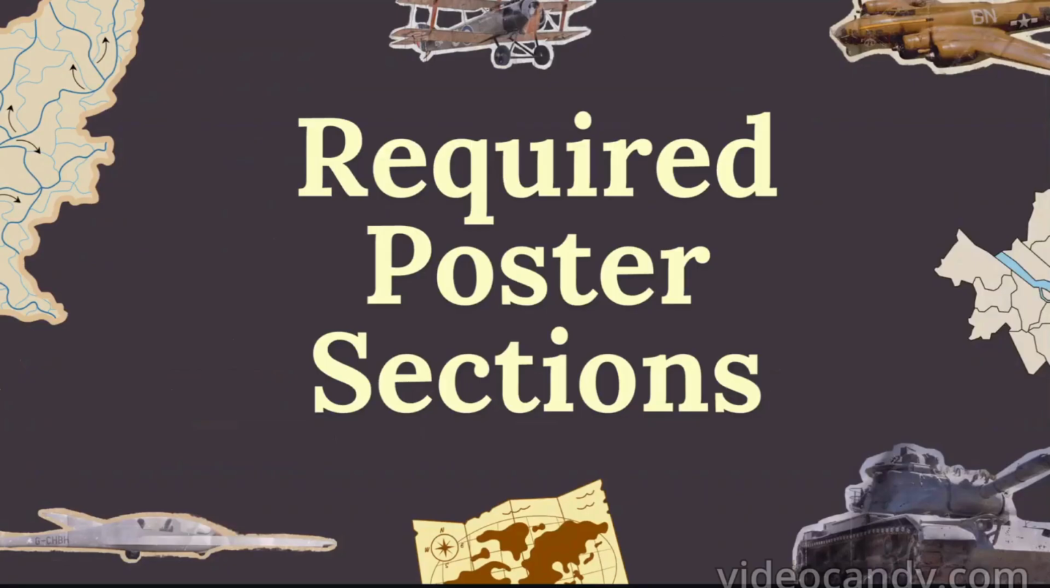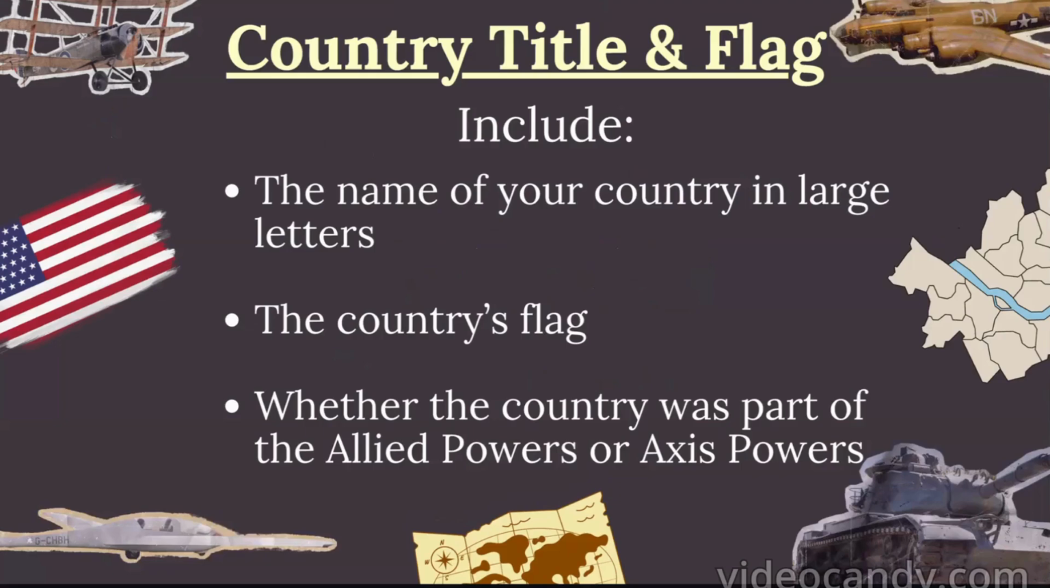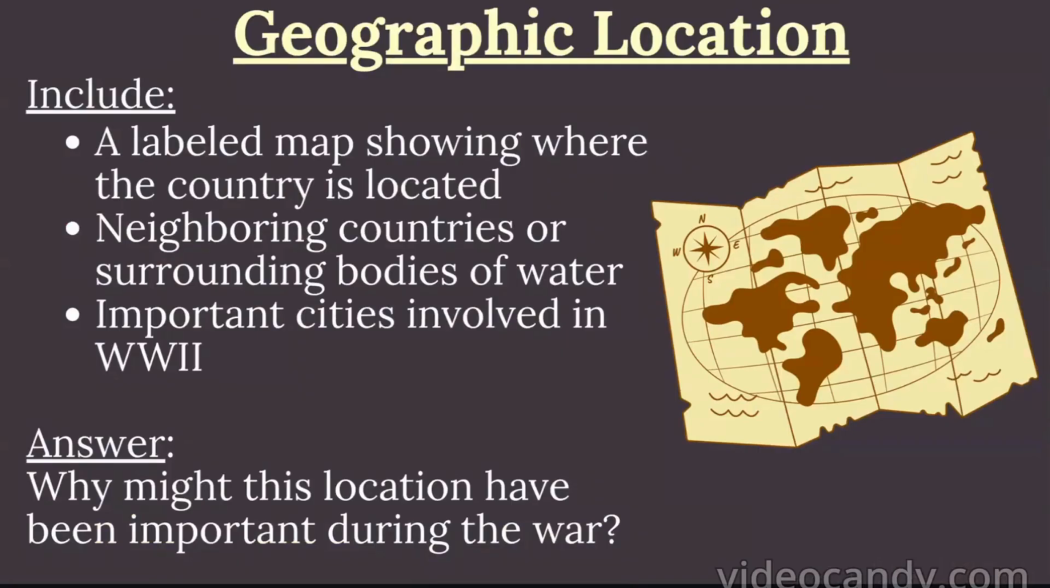Required poster sections. Now we're going to dive into the sections you need on your poster, and these are all required. The country title and flag. Include the name of your country in large letters, the country's flag, and whether the country was part of the Allied powers or Axis powers. Geographic location. Include a labeled map showing where the country is located, neighboring countries or surrounding bodies of water, important cities involved in World War II, and try to answer this question: why might this location have been important during the war?